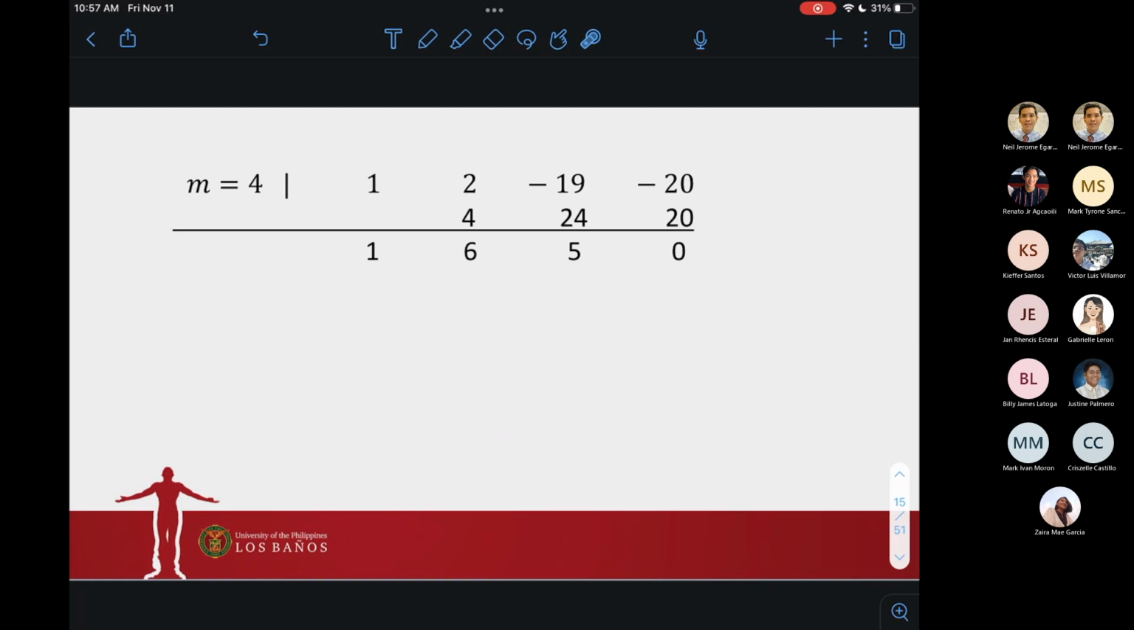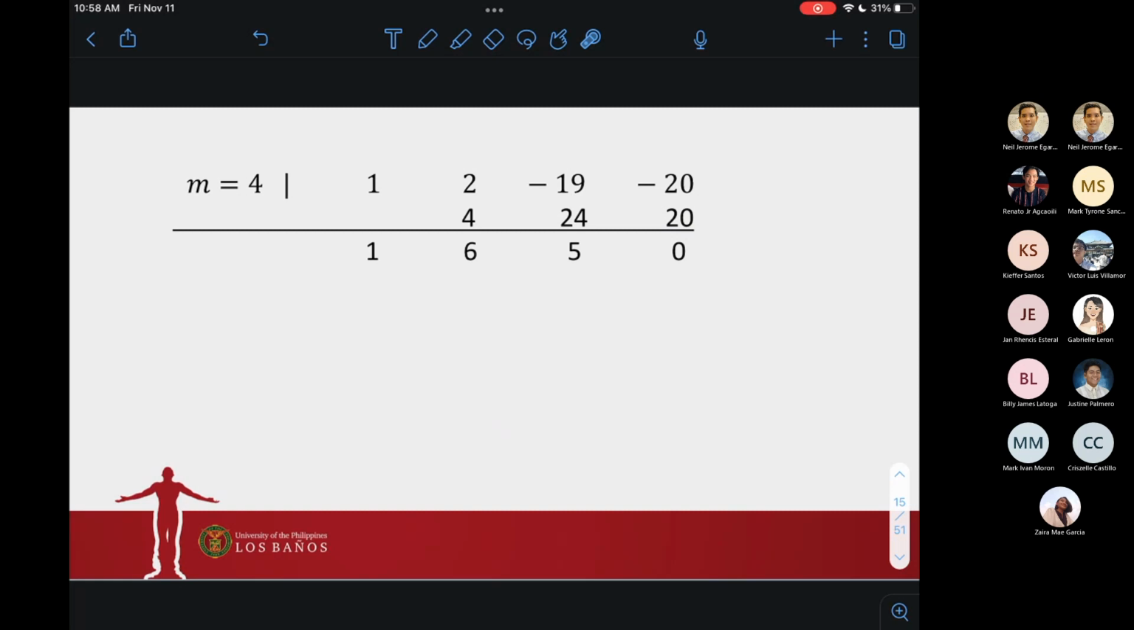Alright? So pili pa tayo ng isa. Halimbawa si m ay equal kay 4. Synthetic division ka. M equals 4. Uy, remainder ay equal kay 0. So ibig sabihin, we're good. Nakakuha na tayo ng isang root. And remember, we have a cubic polynomial, so dapat bababa na ng isang degree.